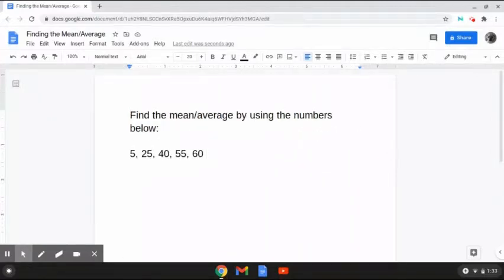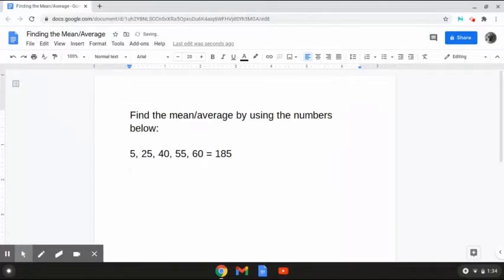Okay, so this first problem reads, find the mean/average by using the numbers below. So as we can see here, we have the numbers 5, 25, 40, 55, and 60. And the way that we're going to be finding the mean is first by adding all of these numbers up. 5 plus 25 plus 40 plus 55 plus 60. When we add all of these numbers up, we get 185.